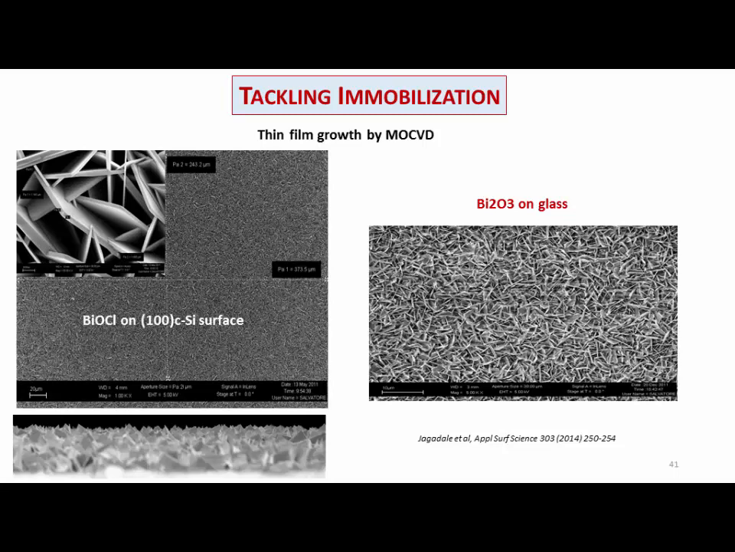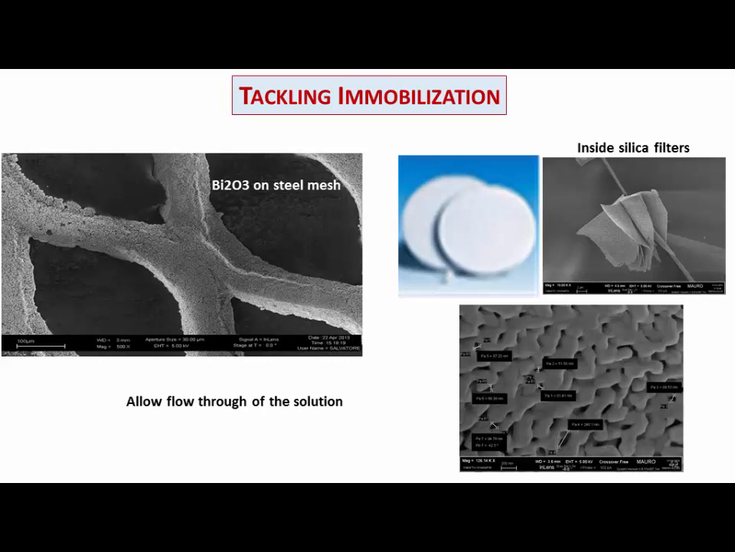Well, you can grow thin film on the surface. Actually, this can be grown on any surface that withstands 600 degrees. Metal, whatever you want, it's no problem. You can go also on steel mesh, which is interesting because then you have a flow reactor and you can put as many meshes as you want.